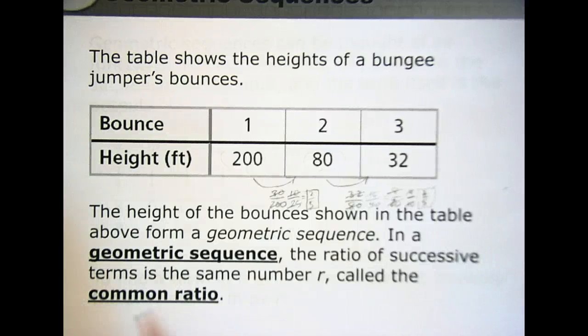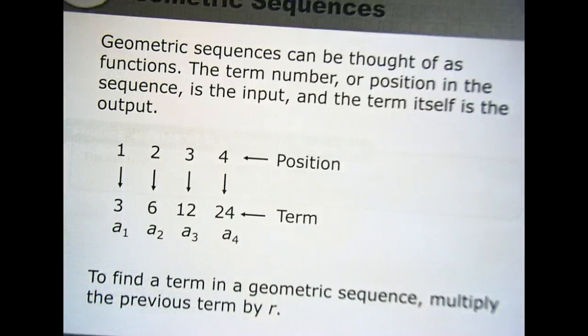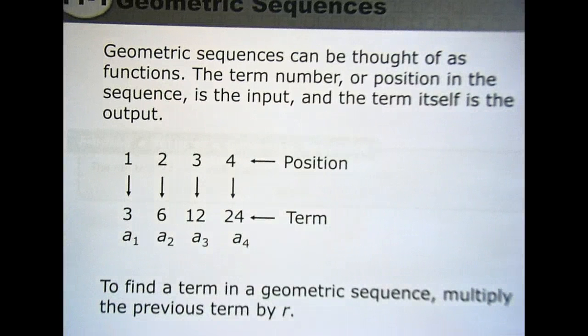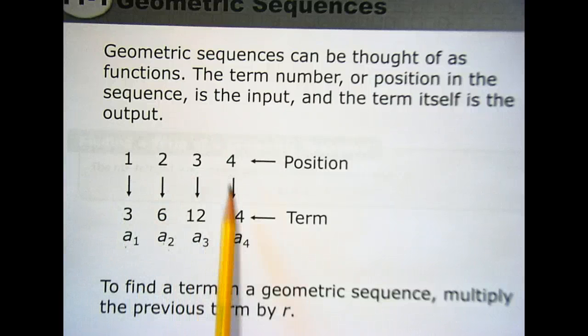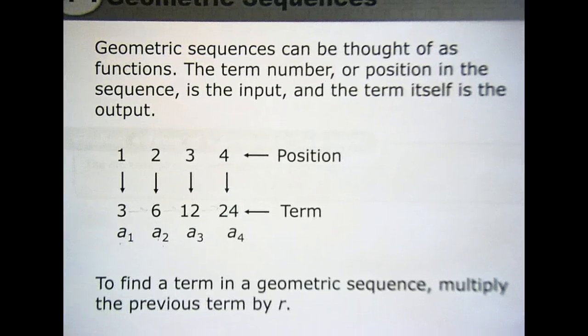All right? So this is our common ratio. What you're going up by, what you're multiplying by every time, is our common ratio. Remember, each time we're going through this, the first term is called A1, A2, A3, A4. Tell your neighbor what the common ratio between 3, 6, 12, 24 is. What's our common ratio?